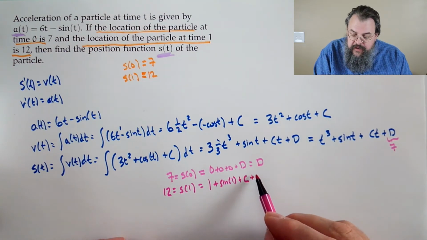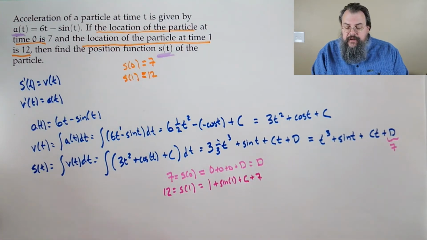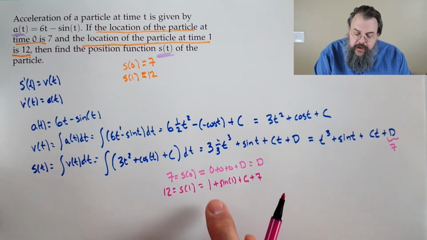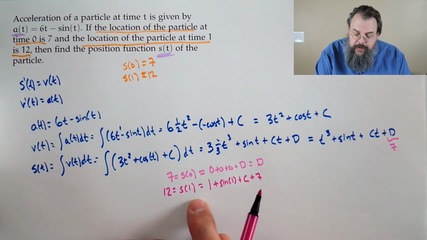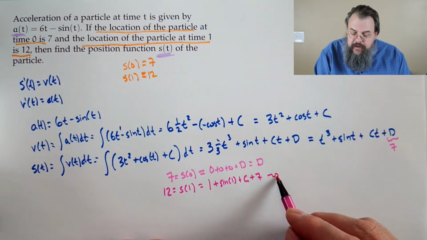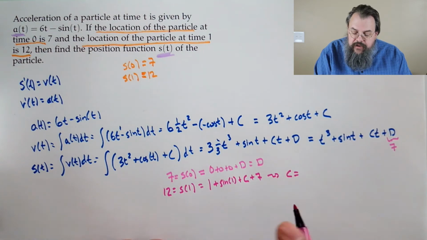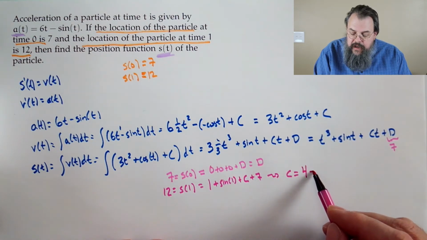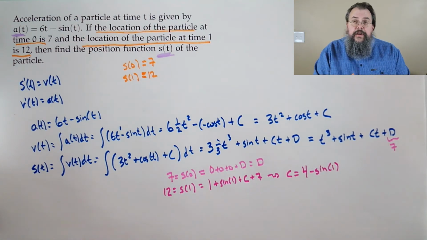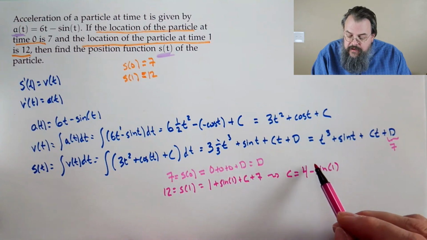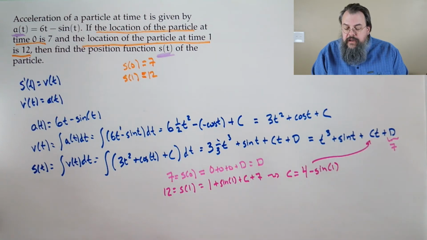So plus 7. And now we say, okay, 1 and 7 is 8. Move that across, and move the sine of 1 across. And we say, hey, that's the same as saying C. 12 minus 8 is 4, and subtract sine of 1. And now we are like, great. So there's our value for C.